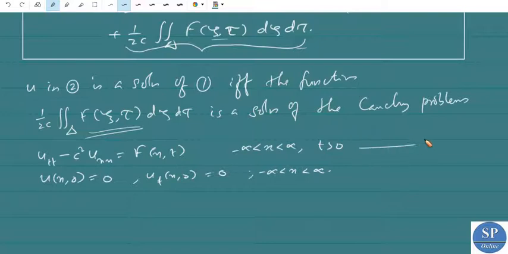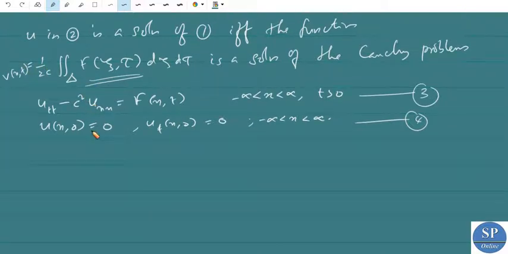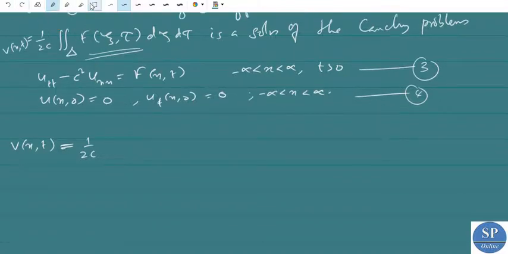We can number this as 3 and this as 4. Now, for convenience we can name this function v of x comma t. So v of x comma t is equal to 1 by 2c into the double integral over delta of f of zeta tau d zeta d tau. We already have the characteristic triangle. It was like this.